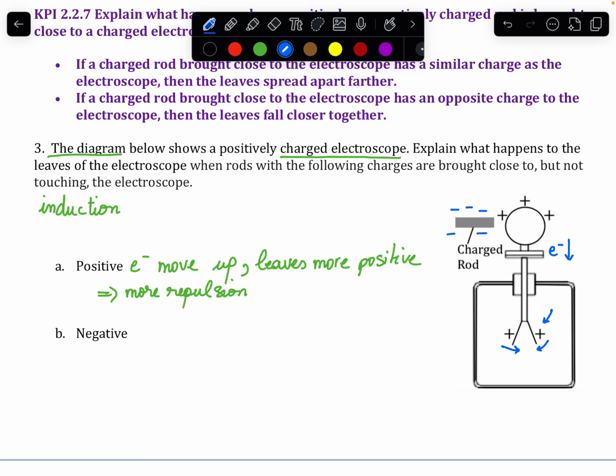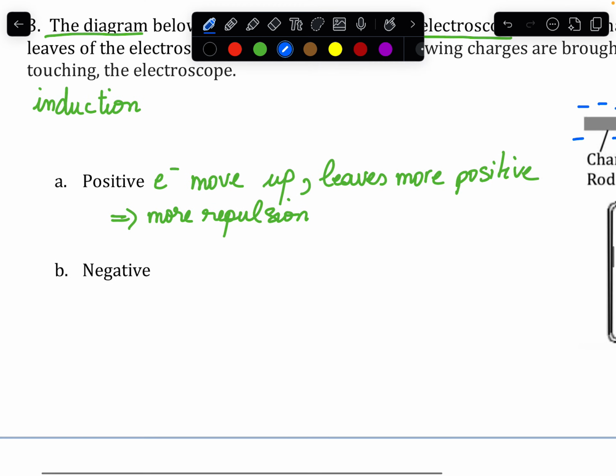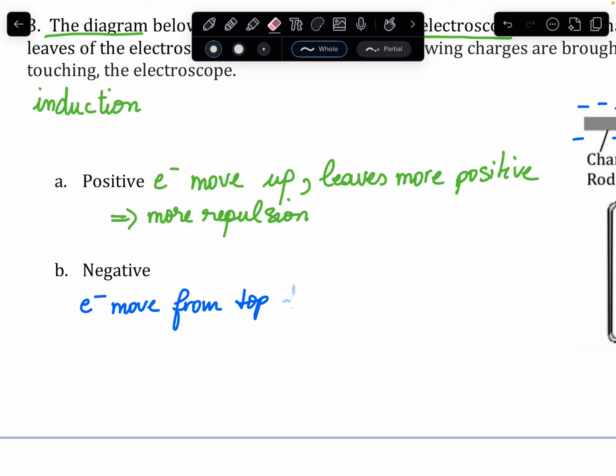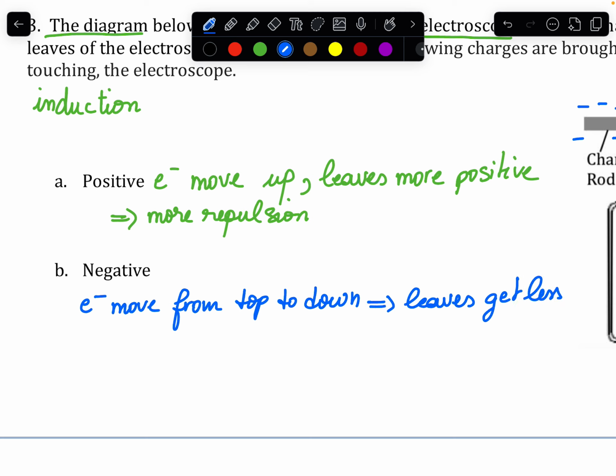So they will fall. So I can say that electrons will move from the top down to the bottom, and this means that the leaves will get less positive. Less positive, this means the leaves will fall.